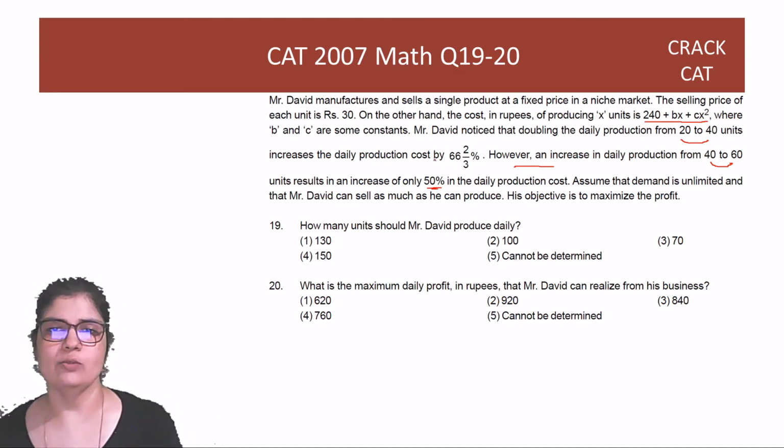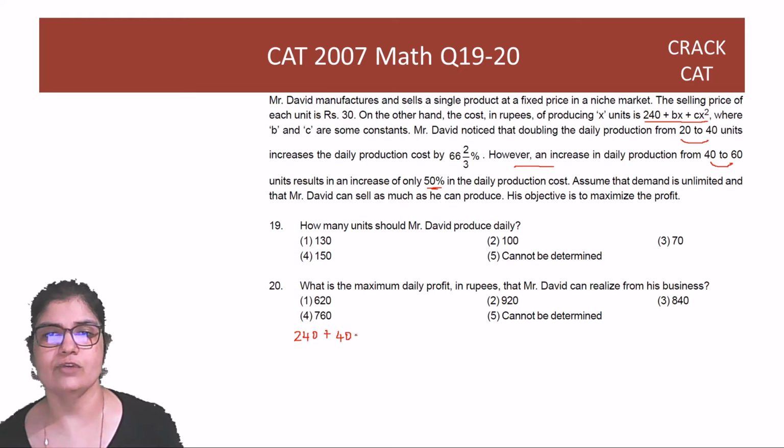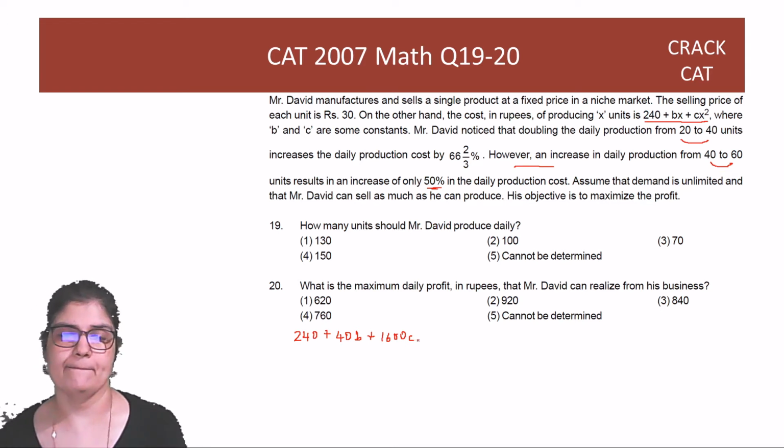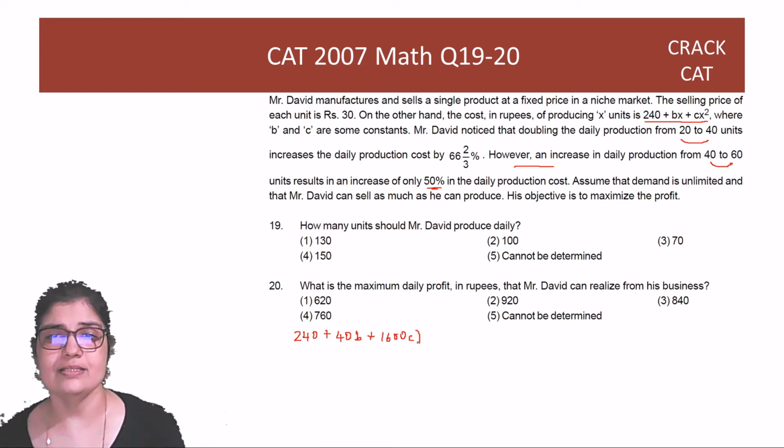First, when he makes 40 units, what is the cost? So when he's making 40 units, his cost is 240 and X is 40. So it becomes 40B because X is 40, right? You just substitute 40 here. Then you will get CX square, that is 40 square into C, so 1600C. Correct?